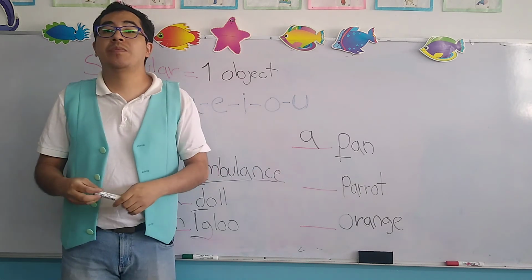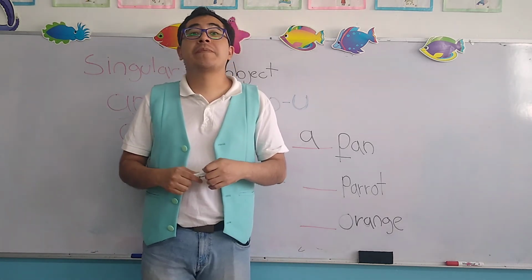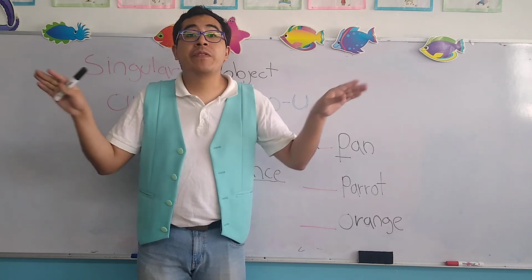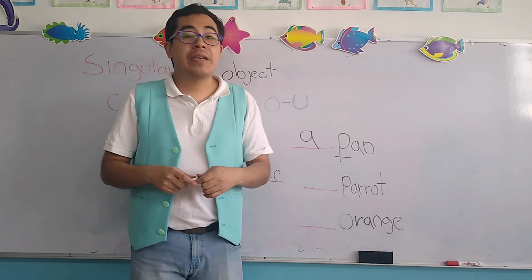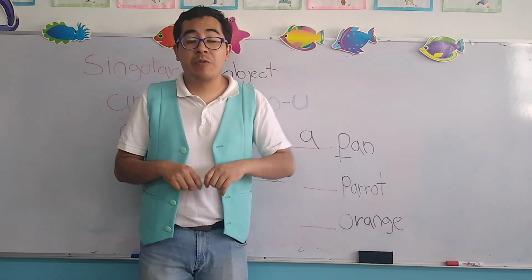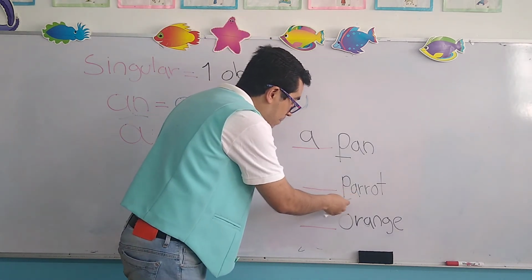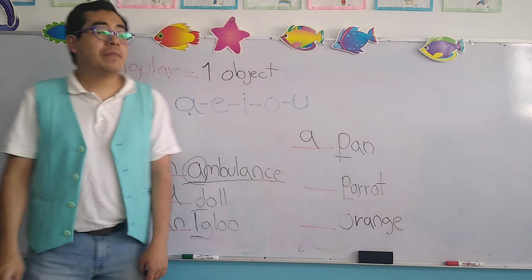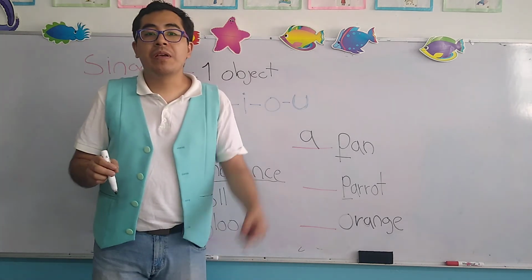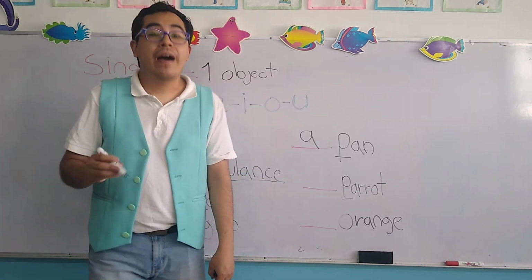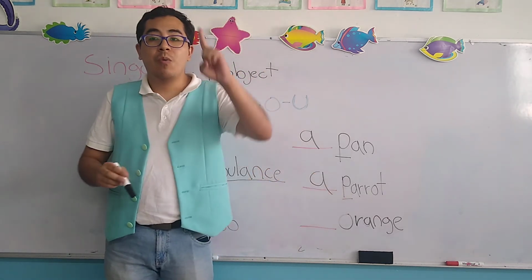The second word, it says parrot. Now, parrot is an animal, and parrot is part of the family of the birds, parte de la familia de las aves. The parrot is un perico. Now, the word parrot begins with the letter P. The letter P. Is it a vowel? No, it isn't. So, what do we put? A or an? A parrot. In Spanish, un perico.